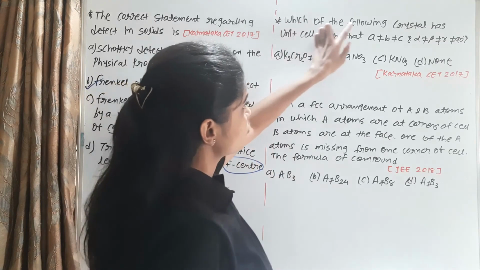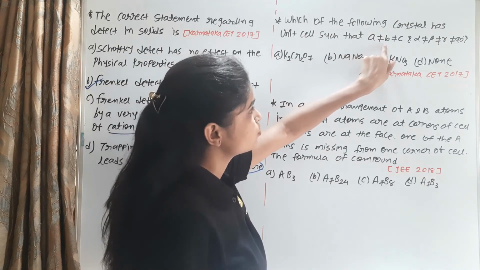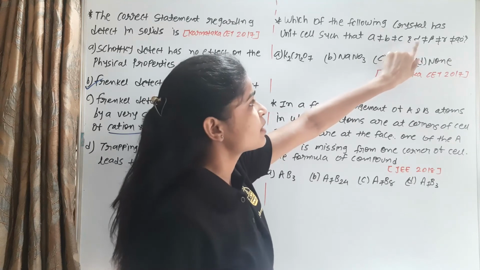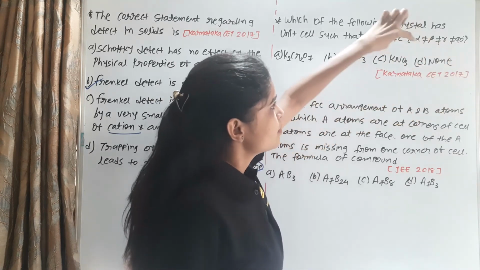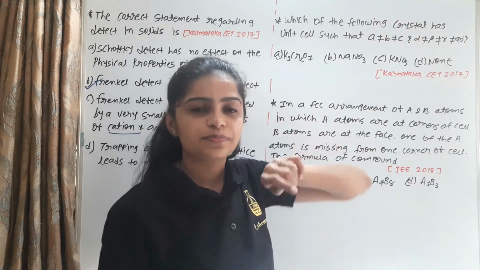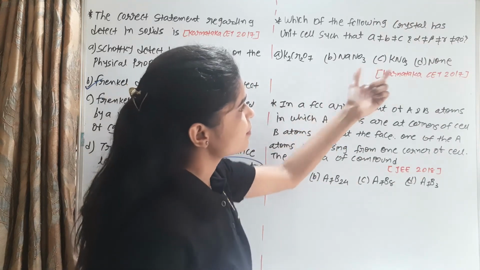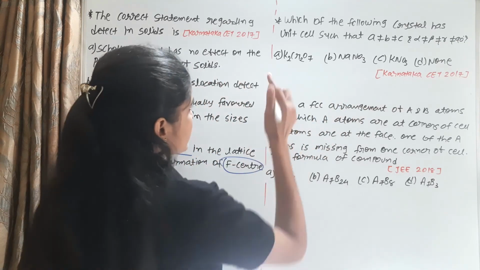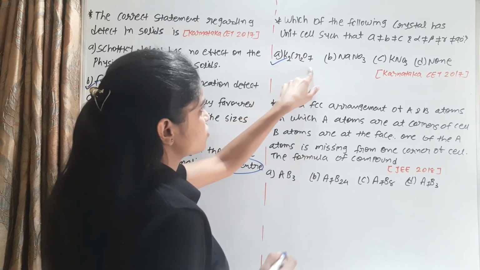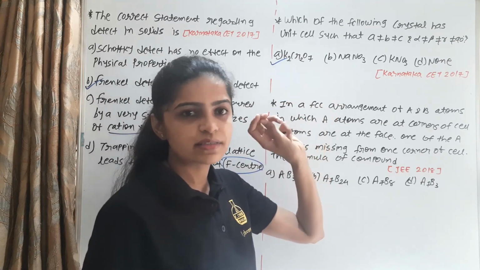Next, which of the following crystals has a unit cell such that a is not equal to b is not equal to c and alpha is not equal to beta is not equal to gamma is not equal to 90? This is the triclinic system. In this triclinic system, the example is K2Cr2O7, potassium dichromate, which is an example of the triclinic system.